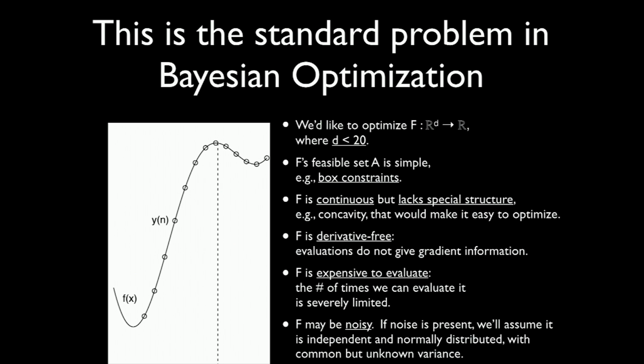And the expense of each evaluation means that the number of times that I can perform the evaluation is limited. So in a problem in, let's say, 5 dimensions, a typical number of evaluations I might be allowed to do would maybe be 200. Okay? And moreover, evaluations of f might be noisy. Through the first part of the tutorial, we'll focus on the noise-free setting, and then I'll talk about noise. And when noise is present, the typical assumption that's made is that the noise is independent and normally distributed with common but unknown variance. And then there's some work that can relax that assumption.